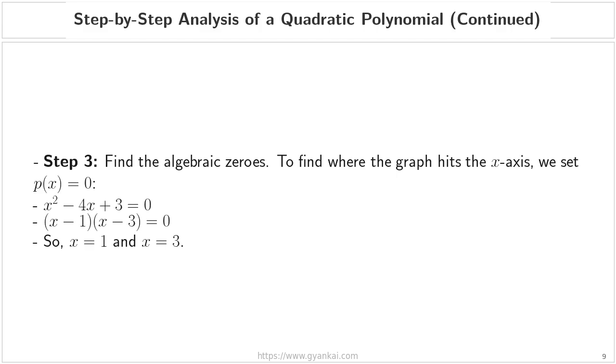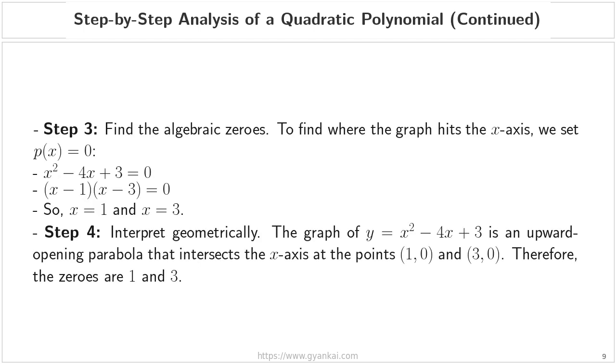To solve this, we can factor the quadratic expression. We are looking for two numbers that multiply to 3 and add up to negative 4, which gives us the factors x minus 1 and x minus 3, all set to equal 0. This leaves us with two solutions, x equals 1 and x equals 3.